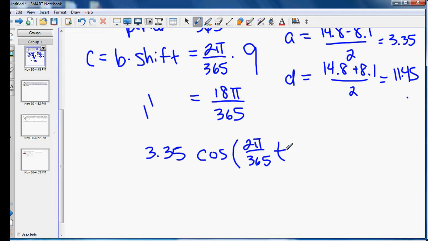Okay, we're shifting to the left because remember we're thinking about kind of the end of the year, December 31st, and shifting back 9 days to December 22nd.